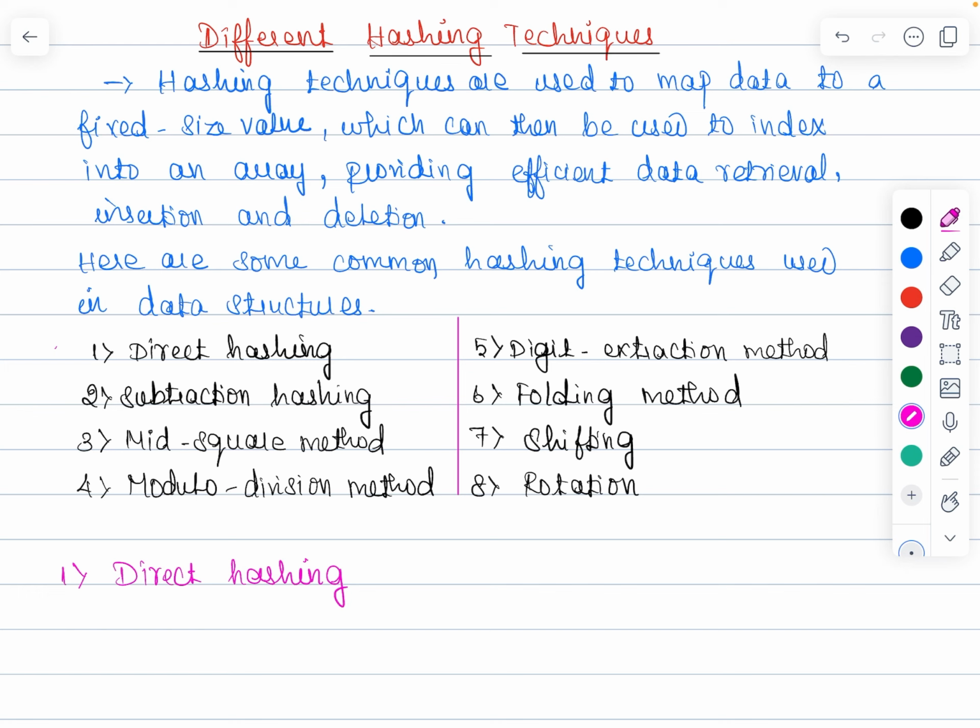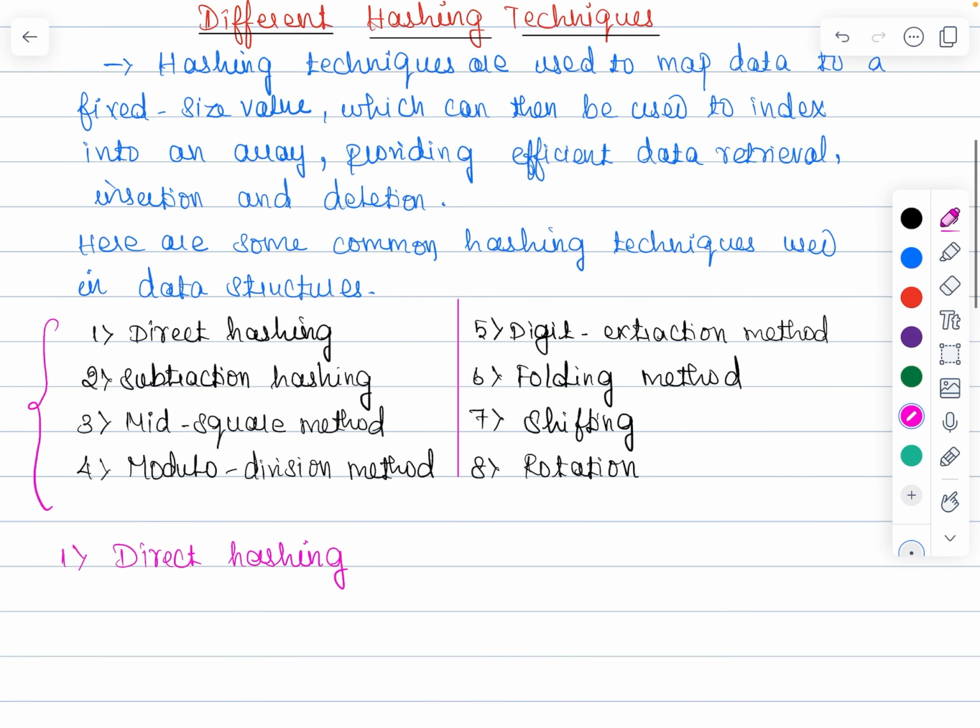And here I am going to discuss some common hashing techniques used in data structures. These 8: direct hashing, subtraction hashing, mid square method, modulo division method, digit extraction method, folding method, shifting, rotation. Other than this, many other techniques are also there, like multiplication method, cuckoo hashing, perfect hashing, universal hashing. There are multiple other techniques available. Let's discuss these 8 in detail one by one.